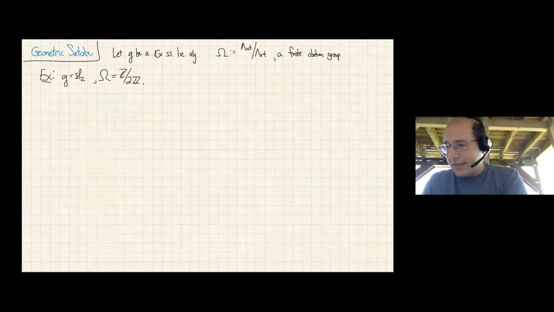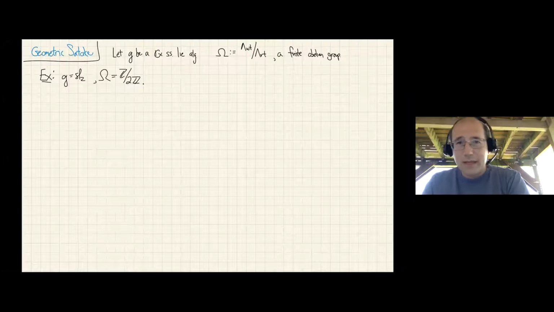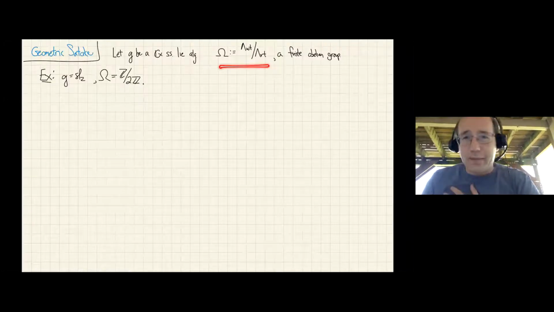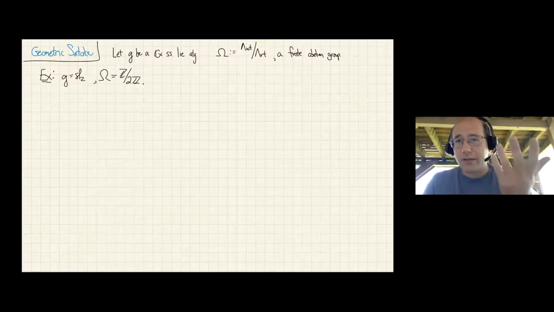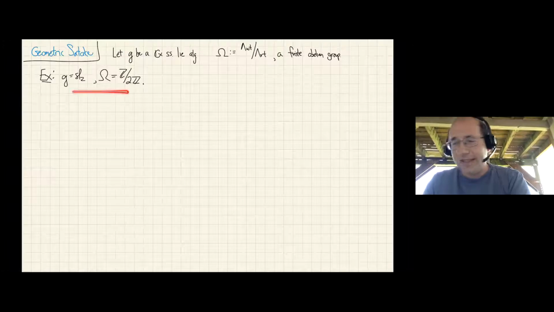Let G be a complex semi-simple Lie algebra. It's got a weight lattice and a root lattice, and their quotient is a finite abelian group. This is often called the fundamental group of the Lie algebra. So you're all familiar with the case of SL2.